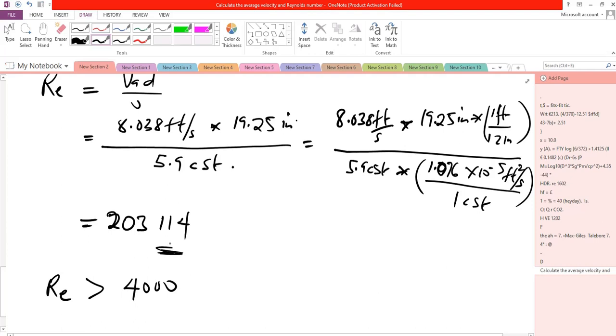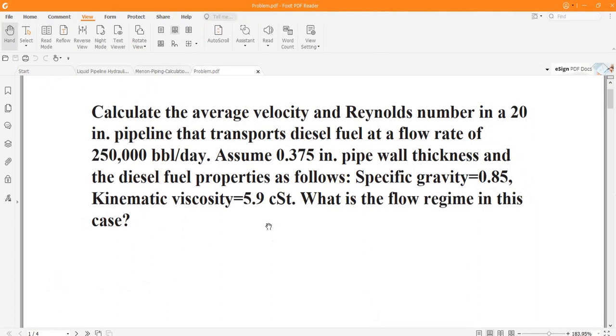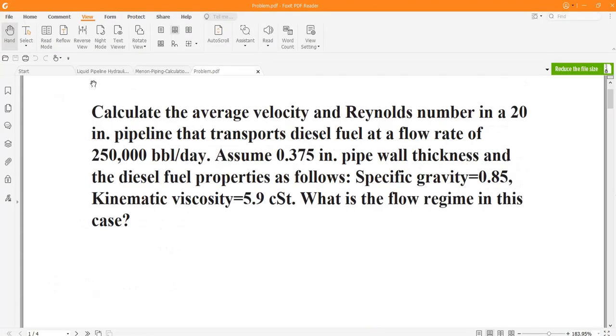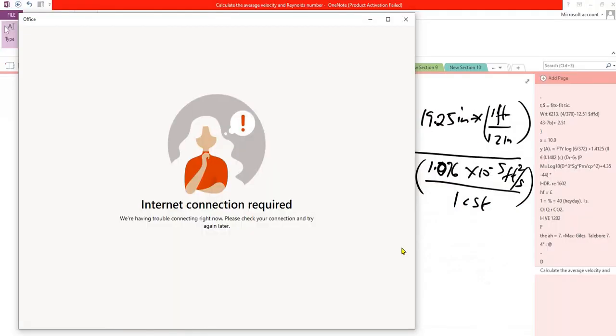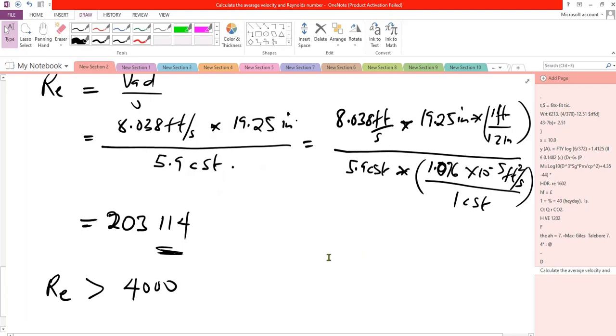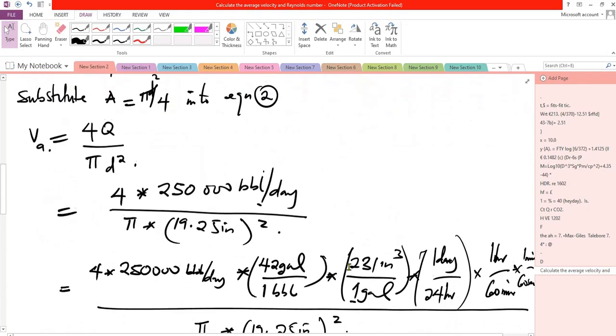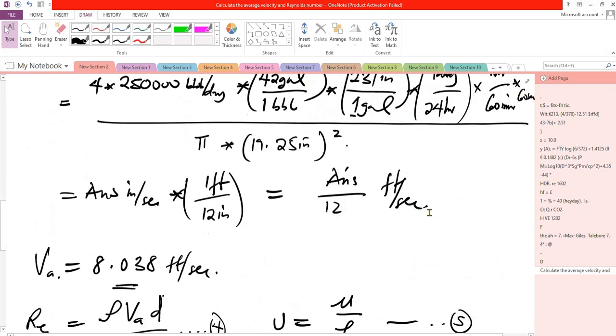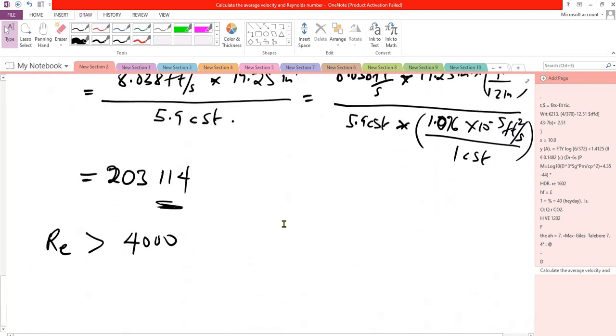So it's a turbulent flow, so that is the flow regime. So what's the flow regime? The flow regime is a turbulent flow.